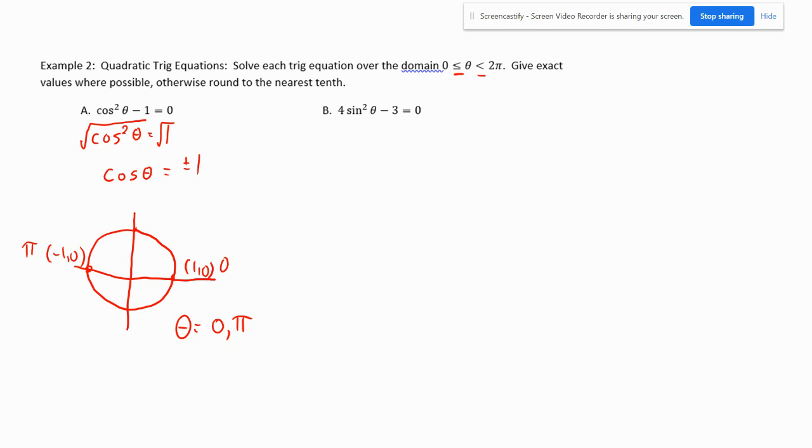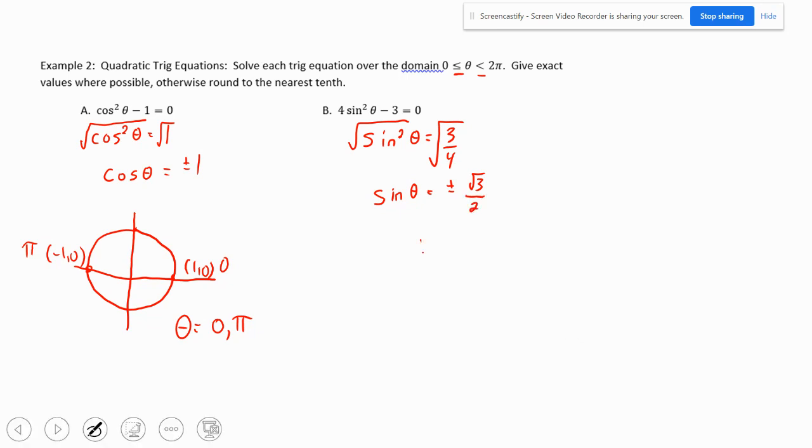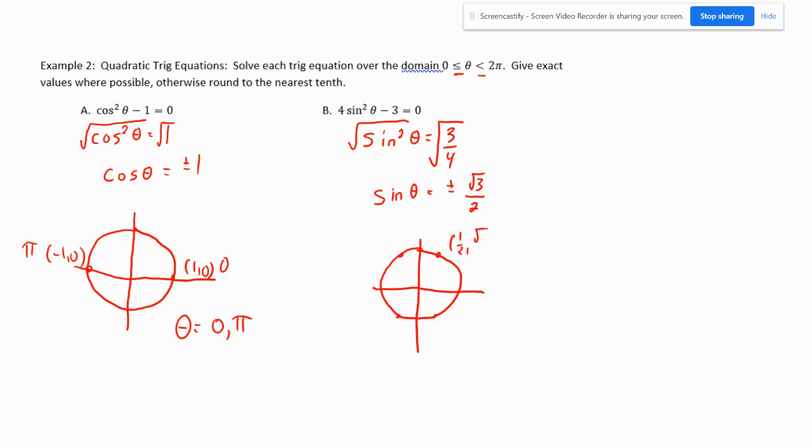Okay, moving on to example B, same idea. I'm going to add 3, divide by 4. That means sine squared theta equals 3 over 4. I'm going to square root both sides. That means sine theta equals plus or minus root 3 over the square root of 4, which is 2. So for this one, we have 4 points here. So this is 1/2, root 3 over 2. Again, sine is the y coordinate.